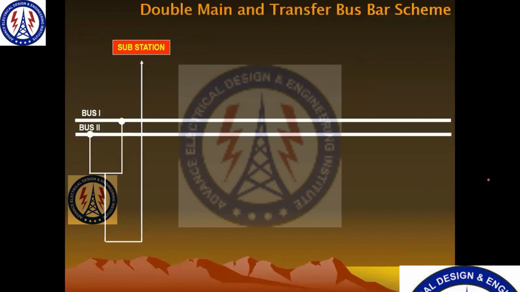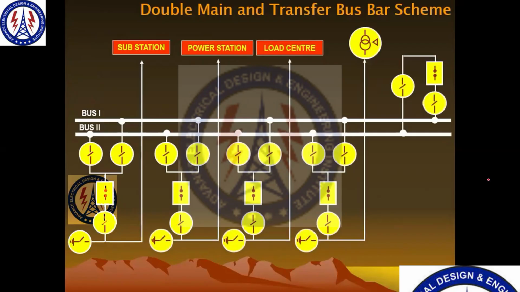So here you can see this is the double main bus bar scheme that we have. This system is working in a healthy condition. So please note this feeder is connected here, and this feeder is connected here. Now a fault happens on this bus bar. So automatically these two circuit breakers will trip. So the power will be interrupted for these two feeders.